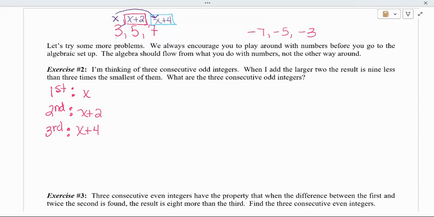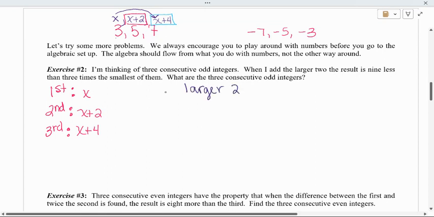So it says when I add the larger 2, so which 2 integers are the larger 2? The second and the third. So I'm just going to write add the larger 2. So Isaac said that's the second plus the third. I'm going to do some thinking first. The result is, what does that mean?